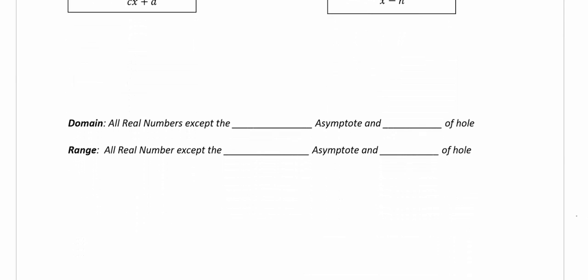And then lastly, for domain and range, your domain is all real numbers except the vertical asymptote and the x value of the hole. And your range is all real numbers except for the horizontal asymptote and the y value of the hole.